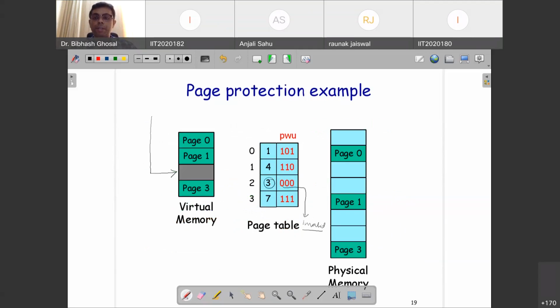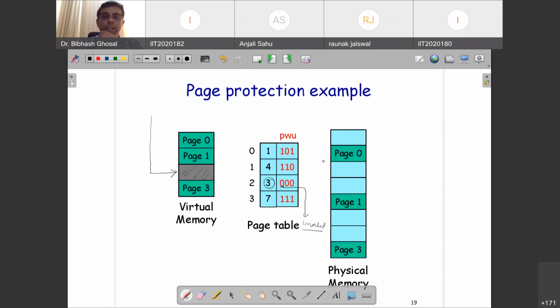I have written a frame number here, but that is not a valid page, because there is no equivalent frame corresponding to this particular page. There is no page, so there is no equivalent page corresponding to this frame. How do you tell that? Well, you tell it through this particular bit.